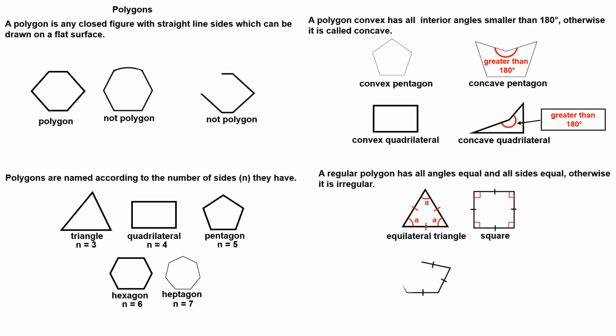This pentagon is irregular even though its sides are equal in length. Its angles are not equal. This quadrilateral is irregular even though its angles are equal. Its sides are not equal in length.